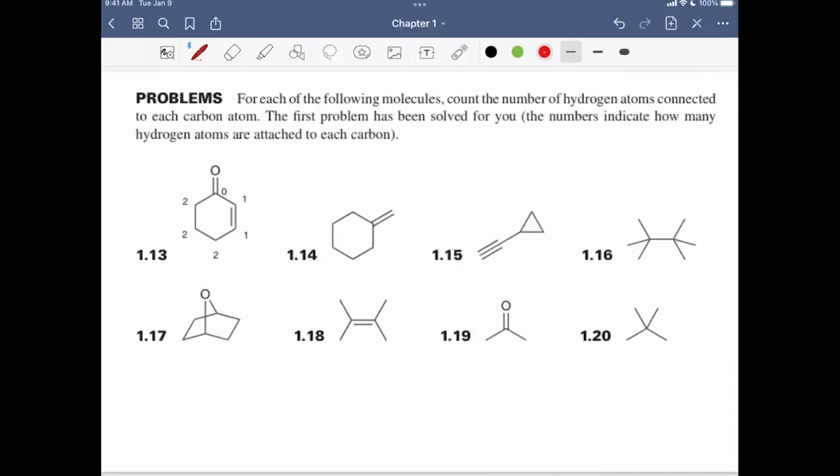But this first problem asks, for each of the following molecules, count the number of hydrogen atoms connected to each carbon atom. The first problem has already been solved for me, and the numbers indicate how many hydrogen atoms are connected to each carbon. So main thing here, count the number of hydrogen atoms. In order to do that, we need to determine how many carbons we have in a molecule. So let's focus on 1.14 here.